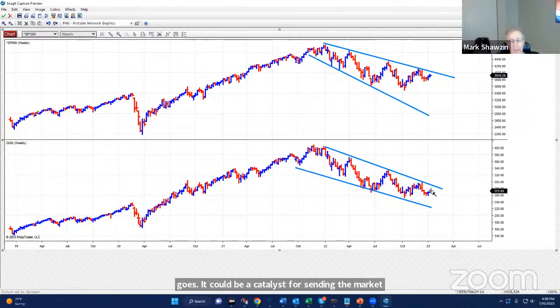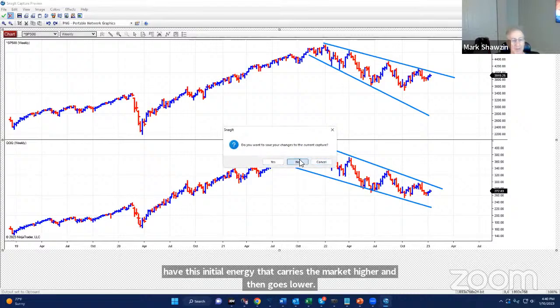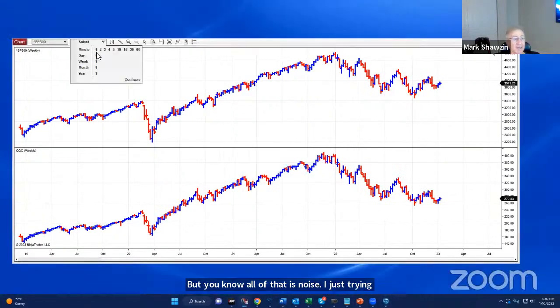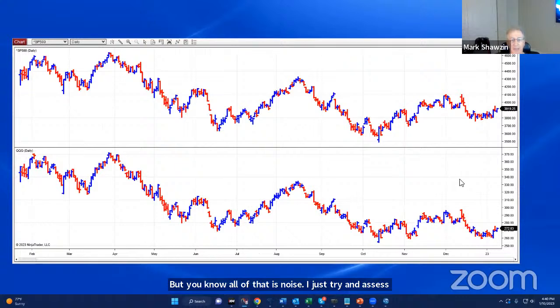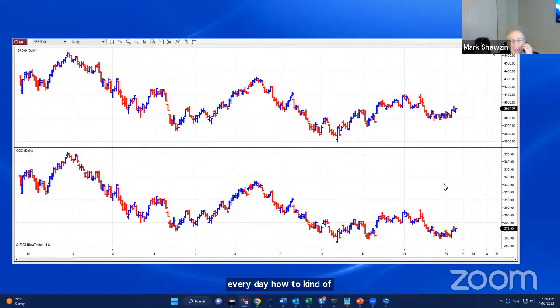But again, I just watch how this market trades within this band. And this is what we're kind of likely going to see into the first half of this year. Now, we've got a lot of earnings coming out the back end of the month. So I think it's still possible that you have this initial energy that carries the market higher and then goes lower. But all of that is noise. I just try and assess every day how to determine where there's a trade or if there's a trade.